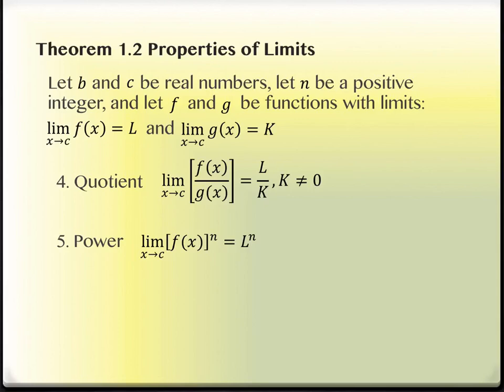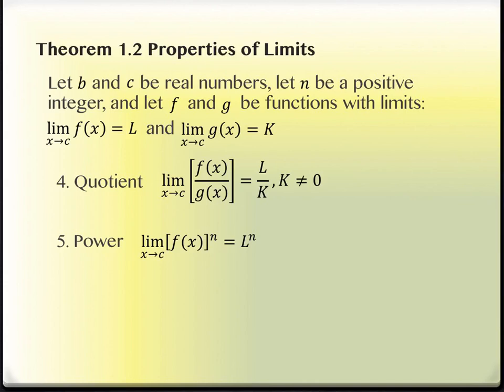So the fourth one is the quotient. All the stuff at the beginning is the same. So the quotient tells you, well, what happens if I have division? Can I just divide the limits? And again, the answer is yes. And there is one caveat. What can k not equal? 0. And that should make sense.